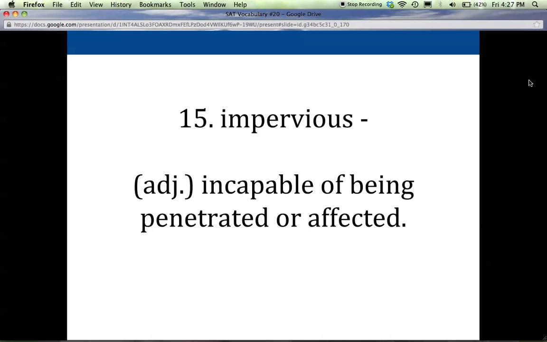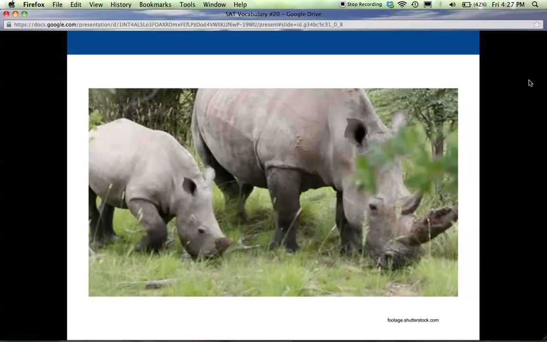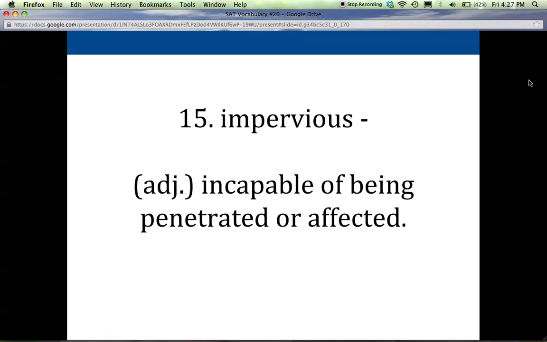And 15 is impervious. Something that is described as impervious is incapable of being penetrated or incapable of being affected. As I'm reading this, I'm thinking of the hide on an animal. If you think about the hide on a rhinoceros, it would be almost impervious. It would be so hard to penetrate, to do any damage, because that skin is so incredibly thick. And there are lots of materials that are very impervious. It's almost impossible to penetrate them, to get into them, or to have an effect on them.